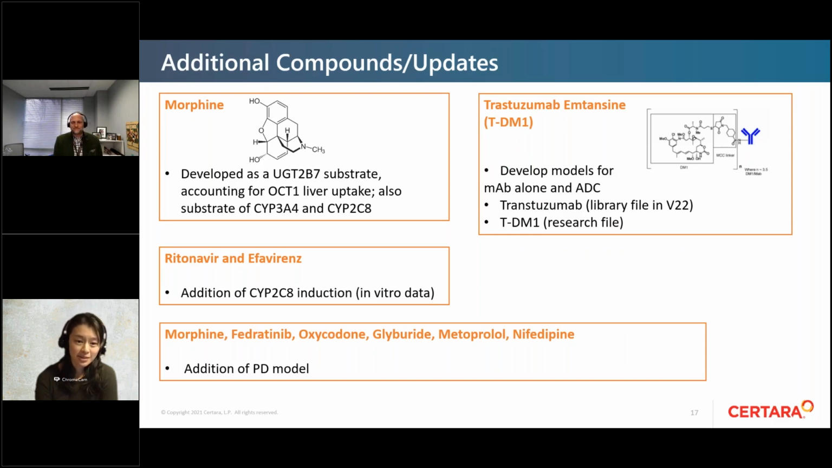And so here's just a summary slide of the remaining additional compounds and updates. As I was saying previously, morphine is our one lone UGT substrate, but it is there. And as I was saying before as well, ritonavir and efavirenz, this data is quite interesting. There was some data from one of our colleagues in industry suggesting that these 2 compounds have a CYP2C8 induction. So we've added information there so that you can add it if needed.